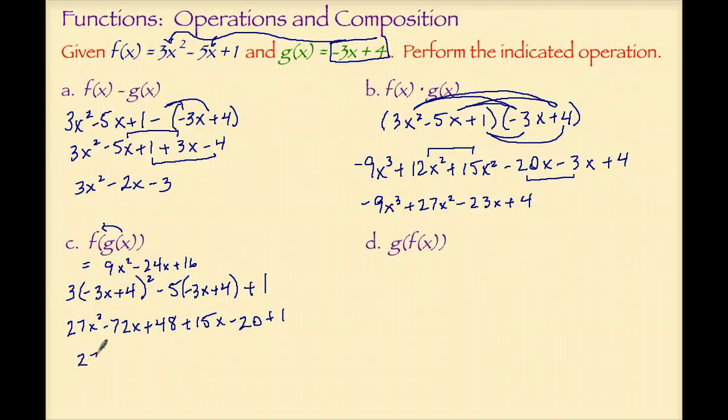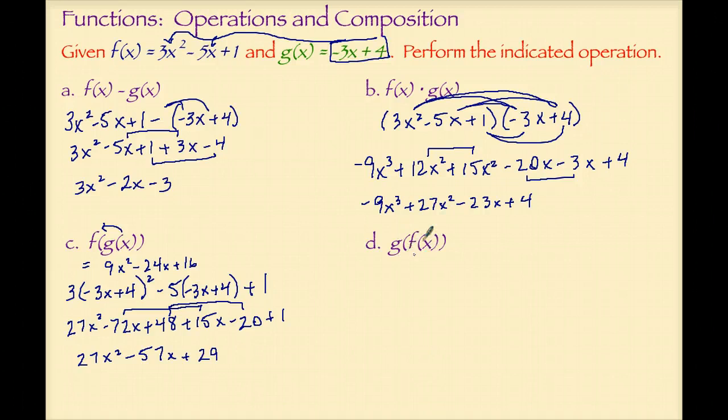There are no like terms with 20x squared, 27x squared, but negative 72x and positive 15x gives us a negative 57x. 48 minus 20 is 28, and then plus 1 is 29, and that is your simplified answer.